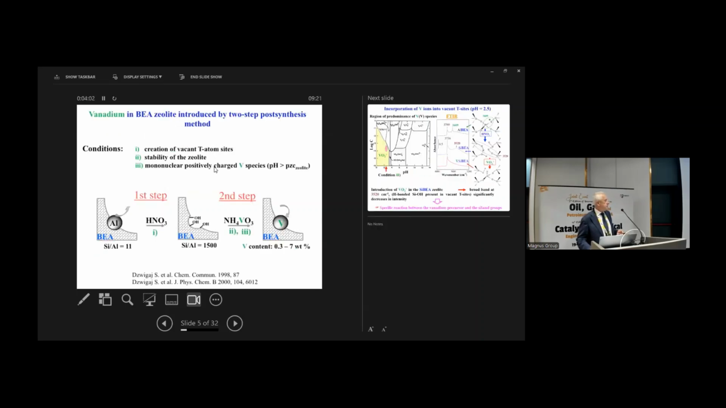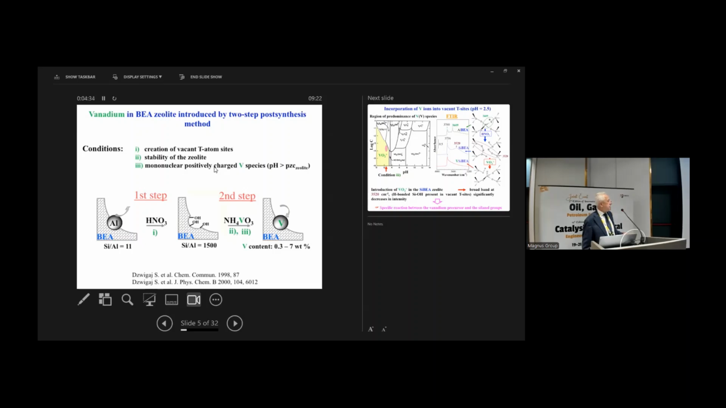In the first case, I would like to show you how to incorporate vanadium in the beta zeolite using the two-step post-synthesis method, which consists, in the first step, of removal of aluminium from the structure of the zeolite by treatment with acidic solution, then formation of vacant sites.